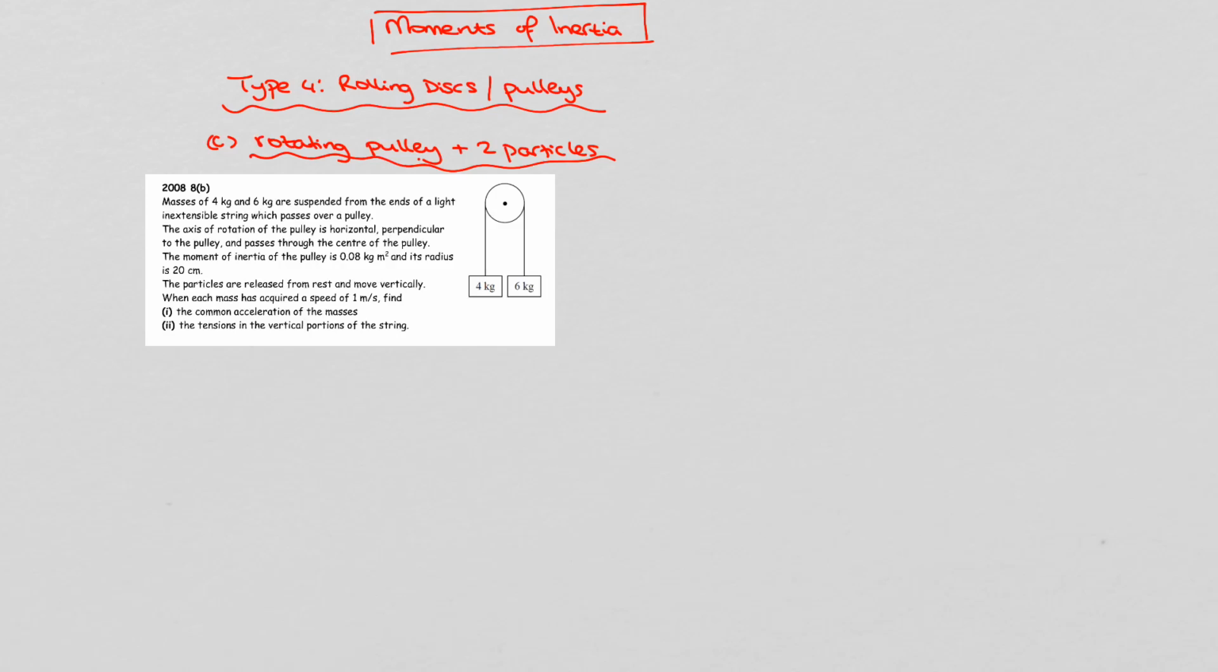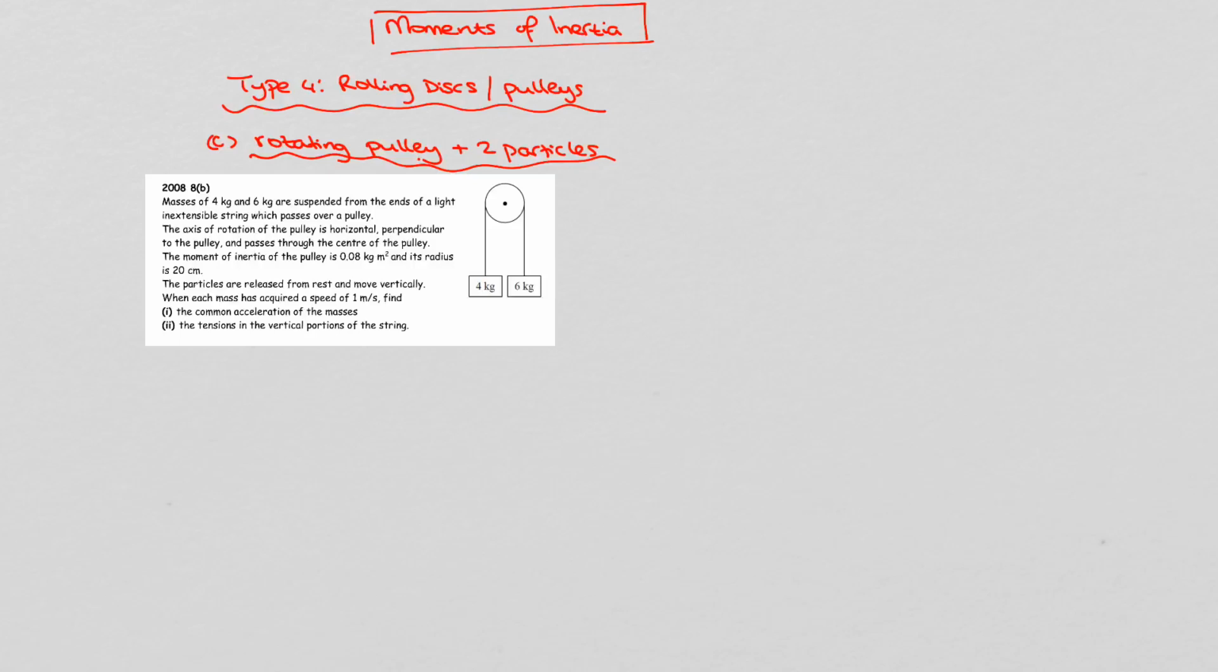Moments of inertia, type 4, rolling discs, pulleys. C, rotating pulley and 2 particles. So in 2008, we were given a rotating pulley and 2 particles. And again, pulleys and wedges is where we normally see these questions, so it's unusual to see this come up in moments of inertia. But again, it's a lovely little question to come up, a bit like when we were looking at our B.